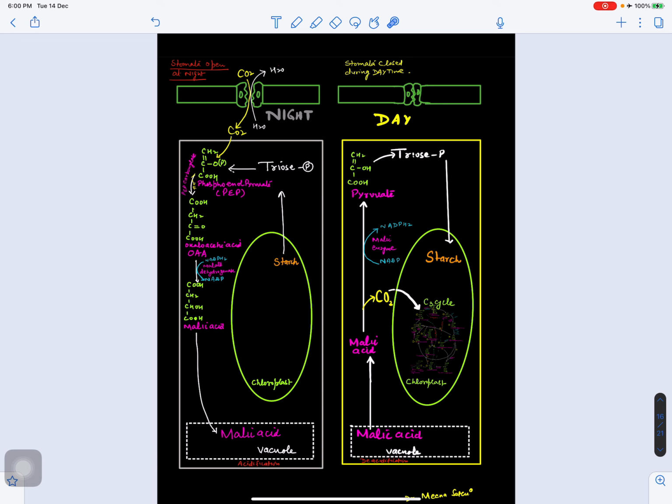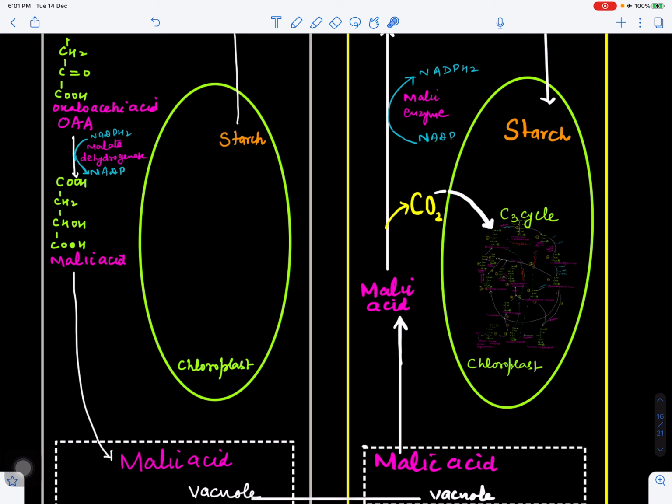So here we can see fixation is separated by time. One fixation is occurring at night, whereas in C4 plants it was occurring in the mesophyll cells, and one fixation is occurring during the daytime. RuBP carboxylase helps in that fixation in the daytime. So this is separated by time period, not by space, where there it was in mesophyll cells and bundle sheath chloroplasts, but here it has been separated by day and night. So this is the time interval between the two kinds of fixation. This is the CAM metabolic pathway, that is, formation of acids and then deacidification.